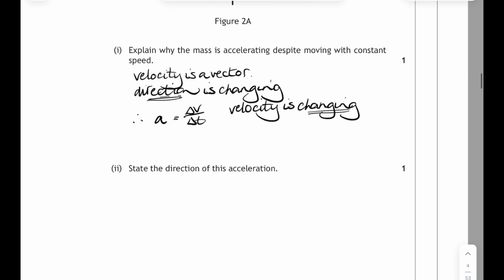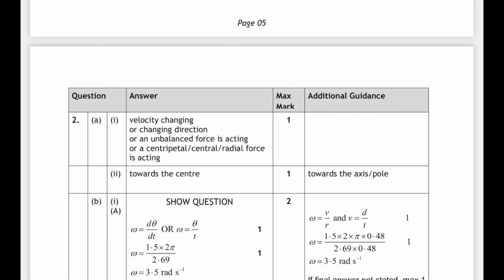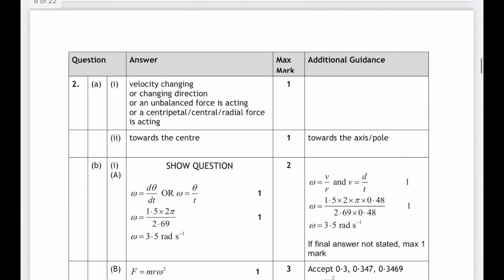Then part 2, what's the direction of this acceleration? Well, it's towards the centre of that horizontal circular path. And be careful with your answers here. I would be a wee bit wary of writing towards the axis of rotation because that's a line. We really want to be saying towards the centre of the horizontal circular path.